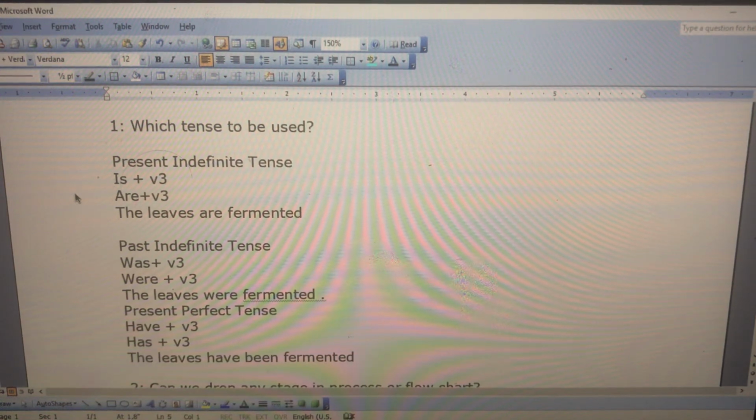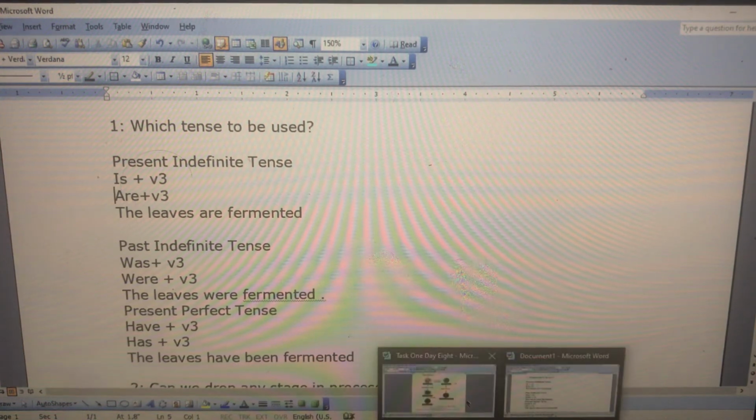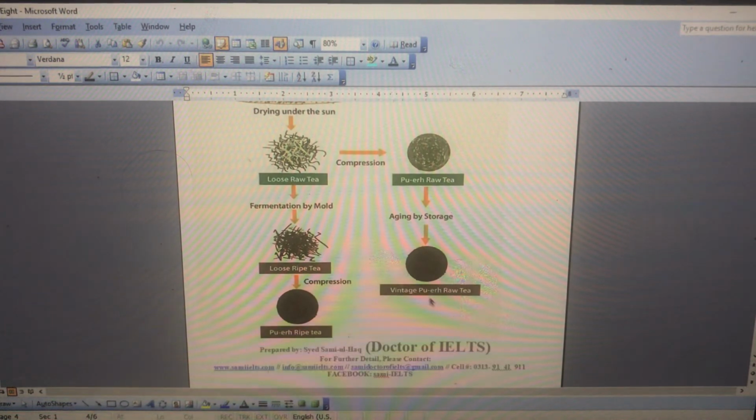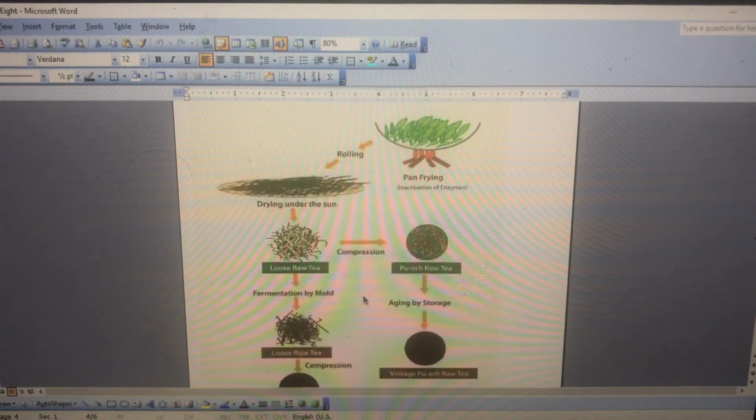The leaves are fermented. And then if I say the sheet is rolled, right? And then the leaves are dried under the sun. So you see, I'm using present indefinite and I'm using passive voice. Without these tenses, you cannot compose a good report and you will have to use passive voice.